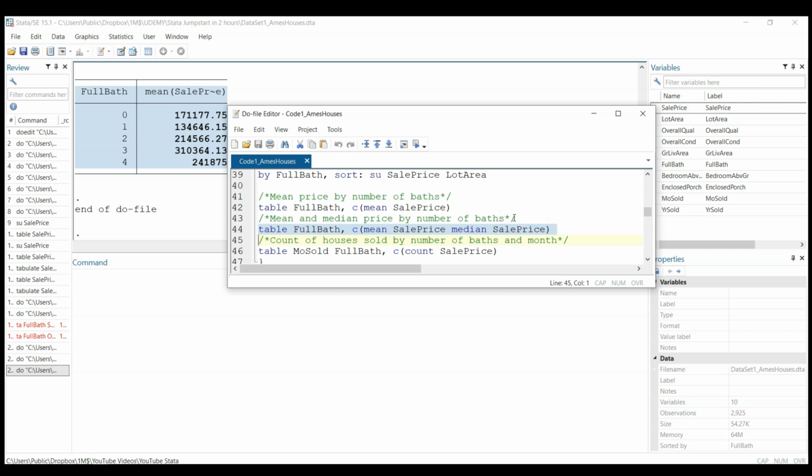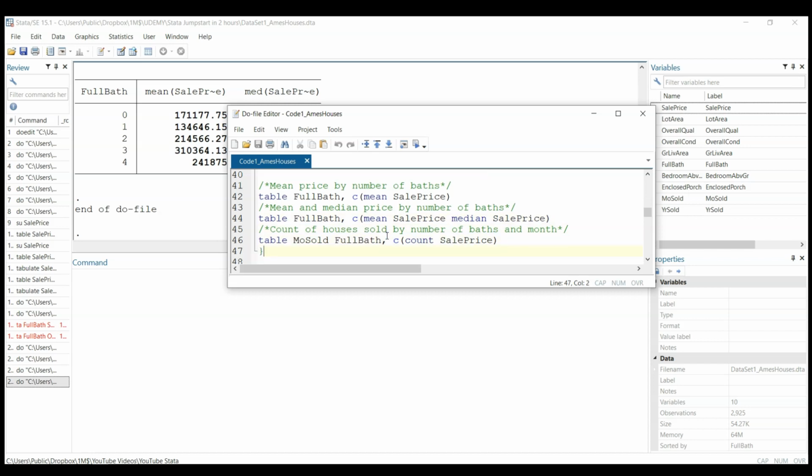But my point is that you can have multiple columns for this table command. So if I run it, I get the second column, and of course I can add additional ones. So don't forget that you have to put some summary statistics like mean or median or count for the number of those, or standard deviation, and it will run it.